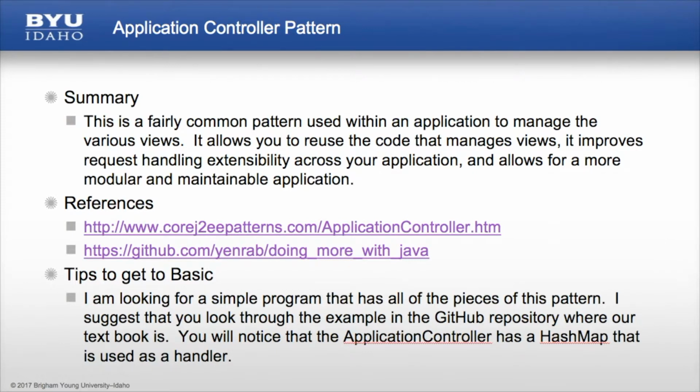So to get to basic, I want you to create a pretty simple program, but I'm really looking for a program that implements the pattern very precisely. As a part of that pattern, you're going to see, if you look in applicationcontroller.java, that there's a hash map that is used as a handler to manage the views as a part of the controller. I really want to see that hash map as a part of this. I hope that gives you some direction when you're putting together your basic program for application controller pattern.